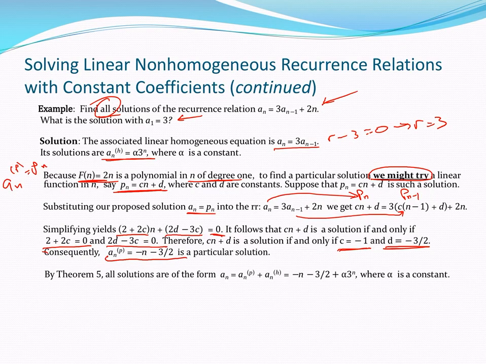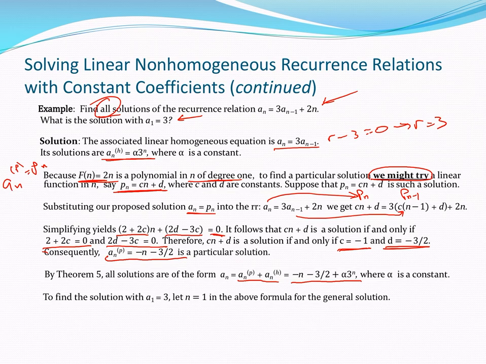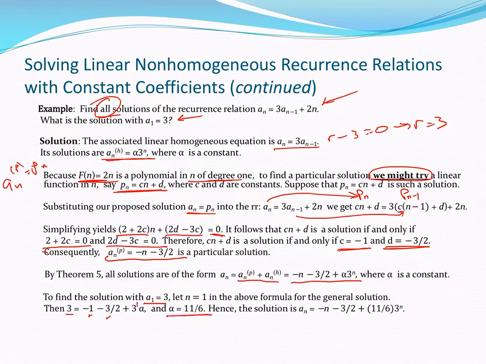Now I go to step 3 and I combine them. ANP plus ANH is minus n minus 3/2 plus alpha times 3 to the n. And I would be done unless I have an initial condition, which I do. And I have A1 is equal to 3. So n is equal to 1 in this case. So 3 equals negative 1 minus 3/2 plus 3 to the 1 times alpha. Solve for alpha to get alpha equal 11/6. And there is my unique closed form solution for this recurrence relation.